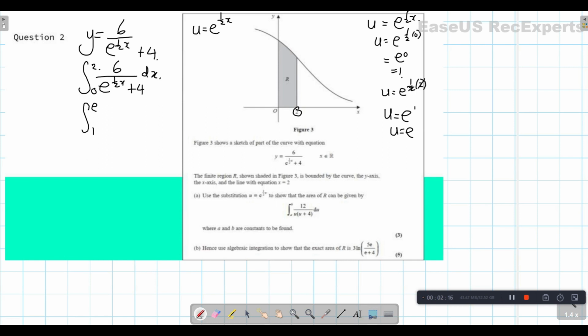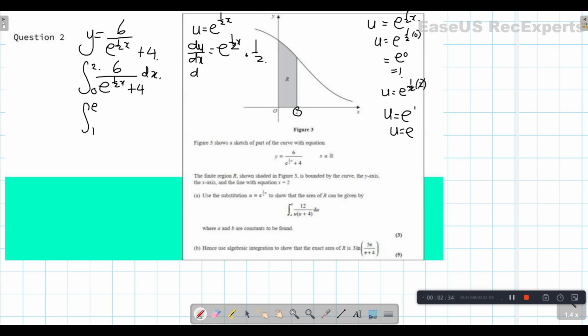Now, u equals e to the power of half x. To do this, first of all, we differentiate u: du over dx equals e to the power of half x times half.